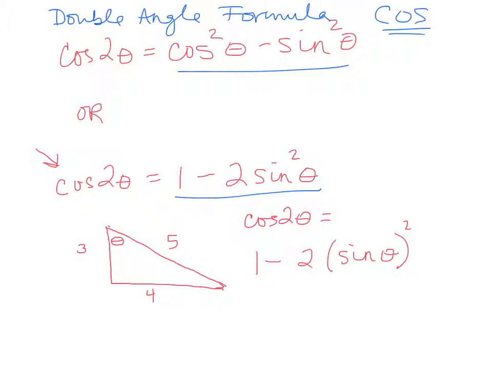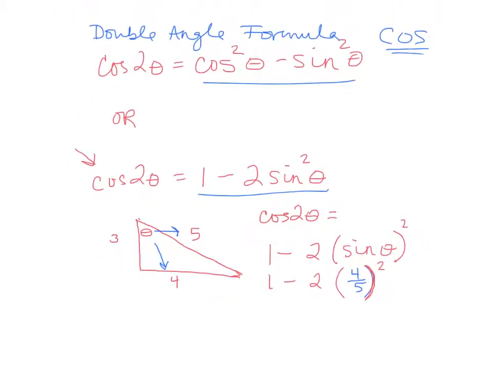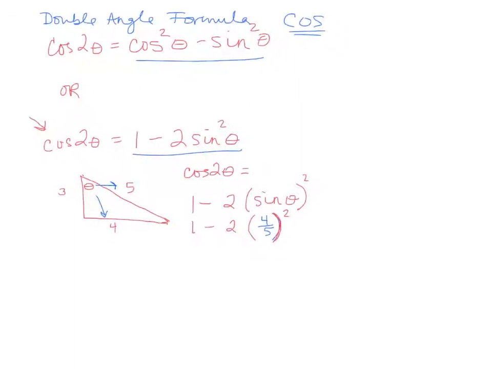So now you're going to fill in your values there. 1 minus 2 times. So now I need the sine of theta. Sine is the opposite side over the hypotenuse. So that's 4/5. Oh, gross. I don't like to mismatch my blue and my red. Squared. You're going to do order of operations. You got to do the squared first. So you're going to do 4/5 squared and then multiply it by 2.